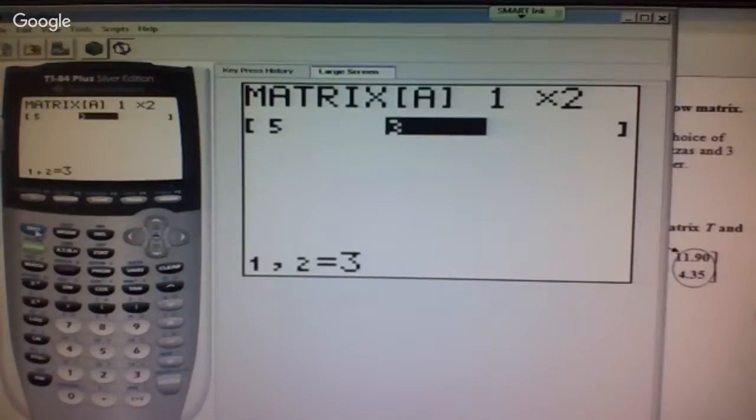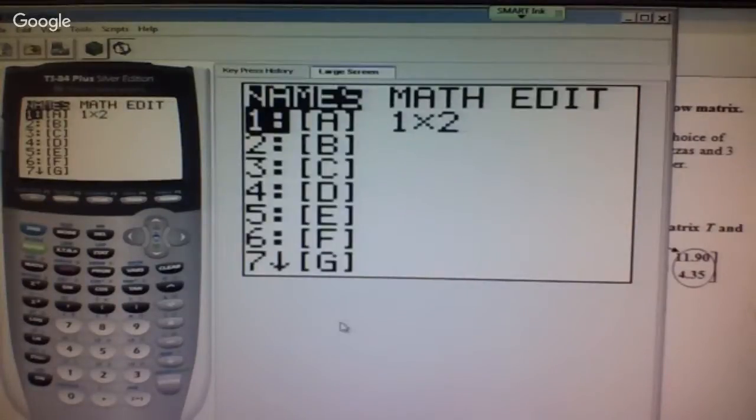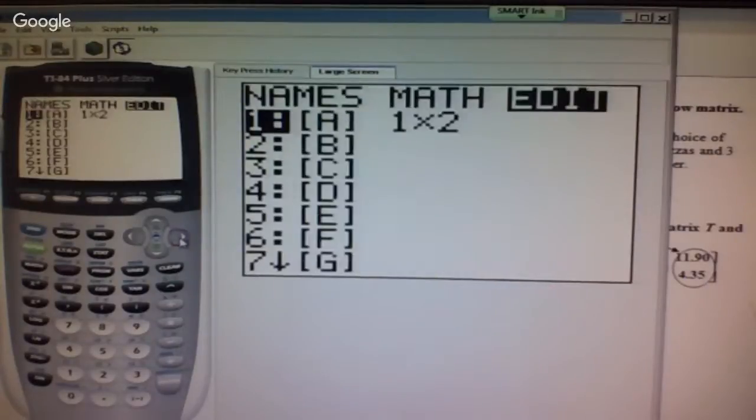Okay. Go back to your original matrix screen. Notice that beside A now, it says 1 by 2. It stored the matrix you just put in. So there's your first matrix. We need to go back over to edit because we've got to put in your second one.